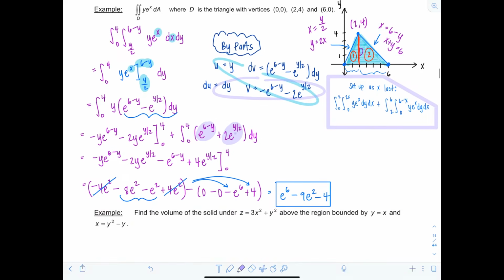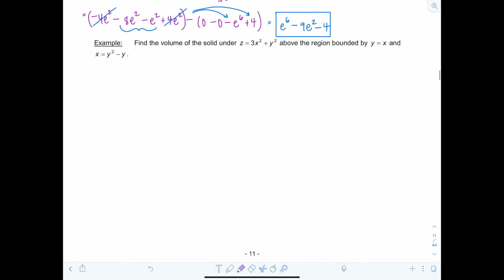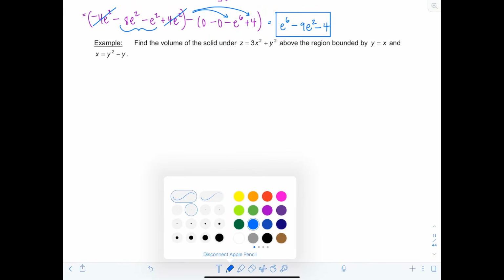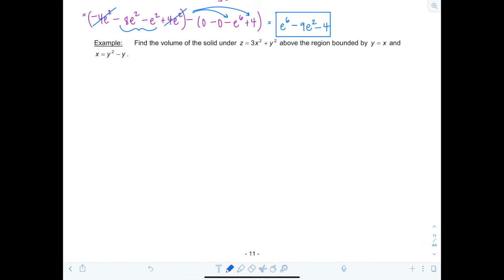Okay. Moving on to the next example, find the volume of the solid under z equals 3x squared plus y squared. So that's our f of xy, right? Above the region bounded by y equals x and x equals y squared minus y. So I know this is a parabola, but it's opening up in the positive x direction. And then y equals x, we know what that is, right? That's a line.